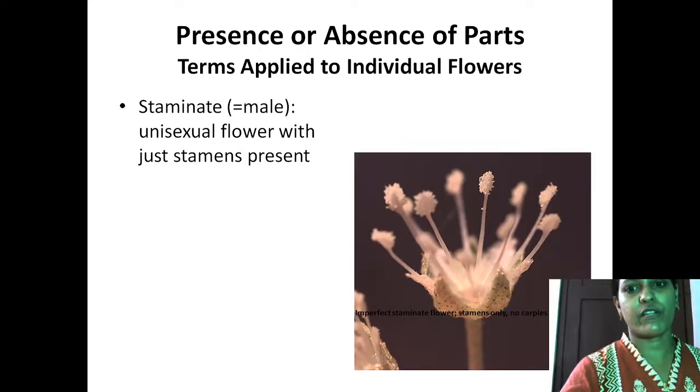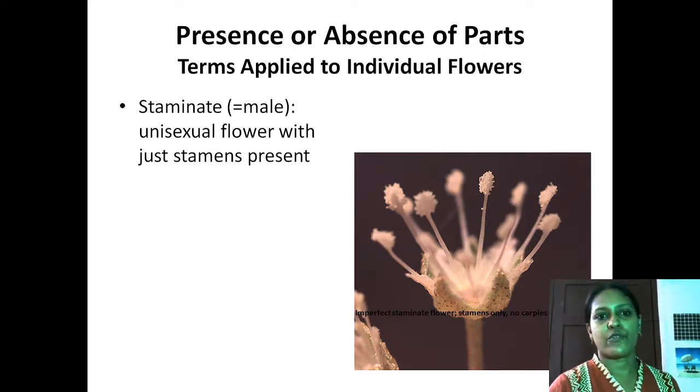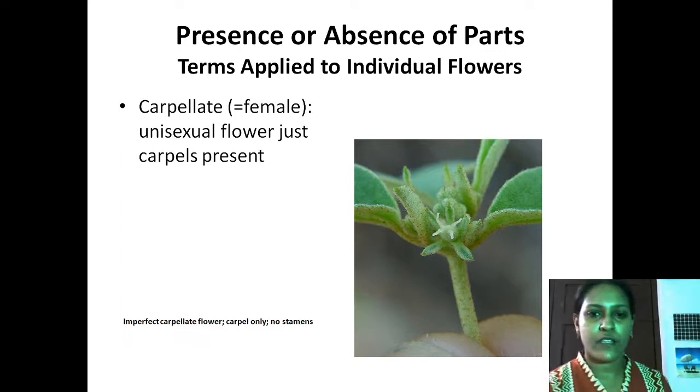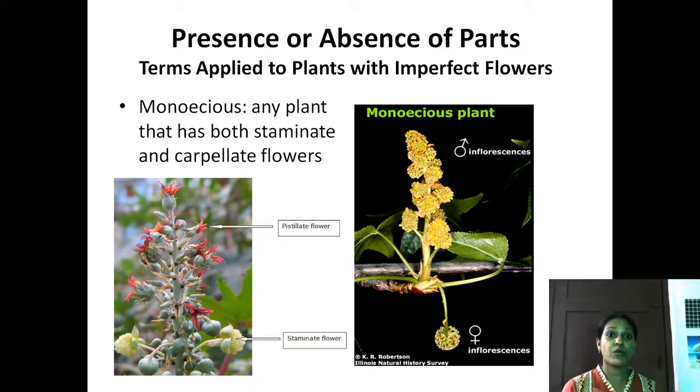Okay, staminate flowers. See the staminate flowers? When you see only the carpel, it is called a carpellate flower. See the female flowers, but it is unisexual, that we all know. If there is both, then we call it bisexual. The next terminology we need to learn about is monoecious and dioecious.